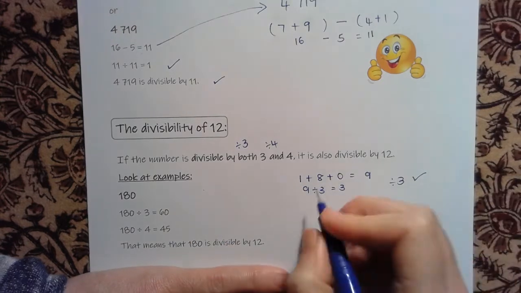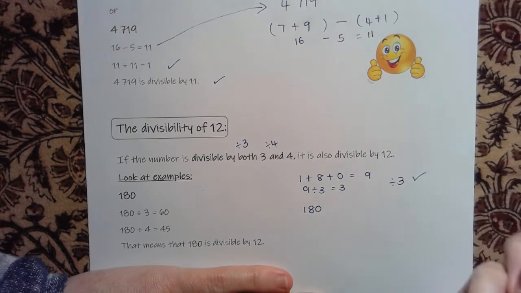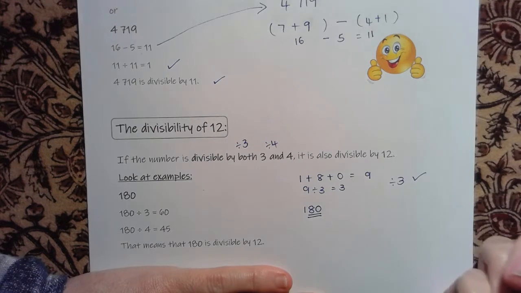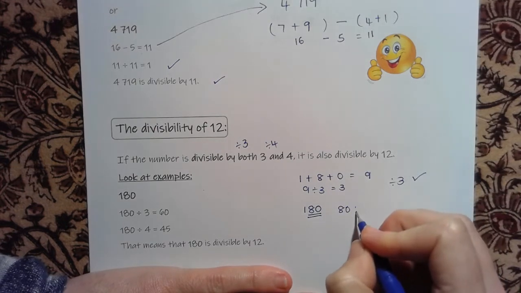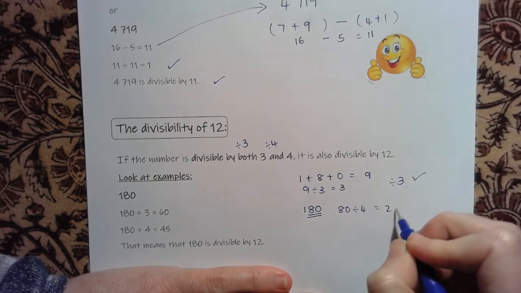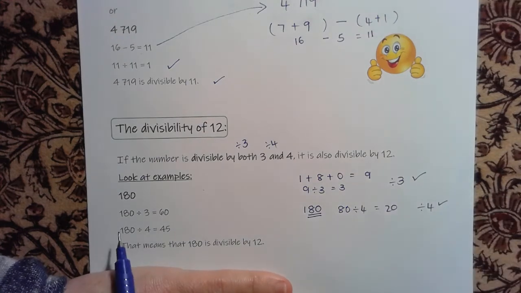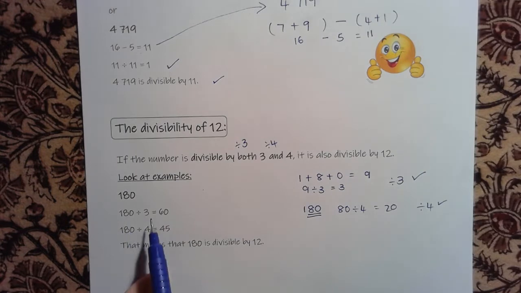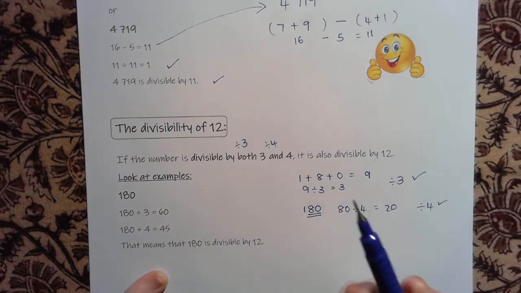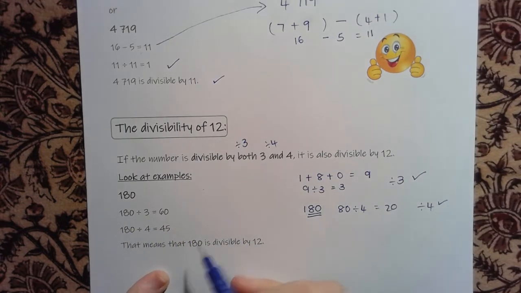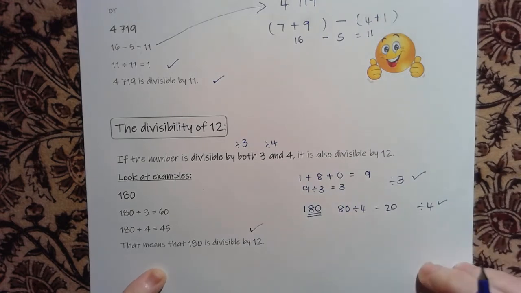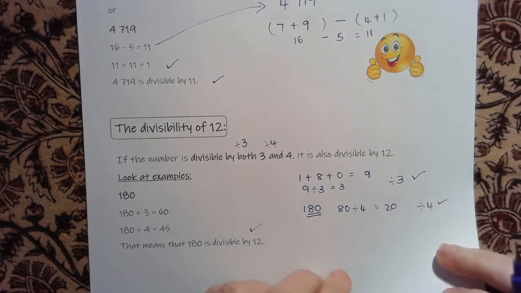Okay. What's the rule for dividing by 4? What must you do? You must take the last 2 digits. Can 80 divide by 4? Yes, it can. The answer is 20. So yes, it can divide by 4. So if you would calculate that, 180 divided by 3 is 60, 180 divided by 4 is 45. So this means that 180 is divisible by 12.